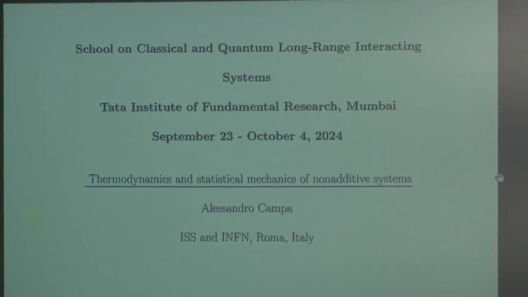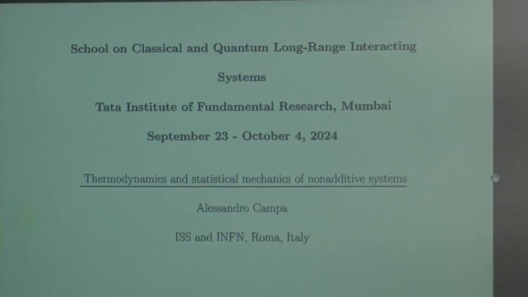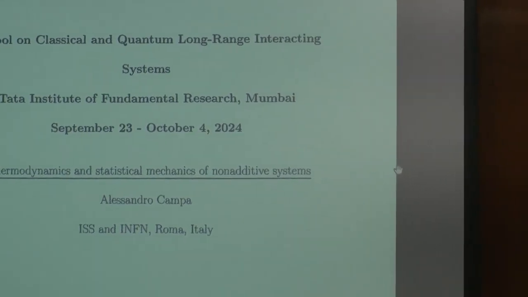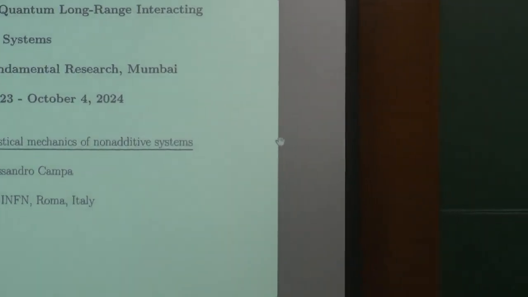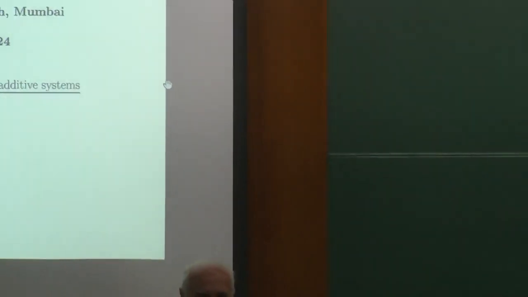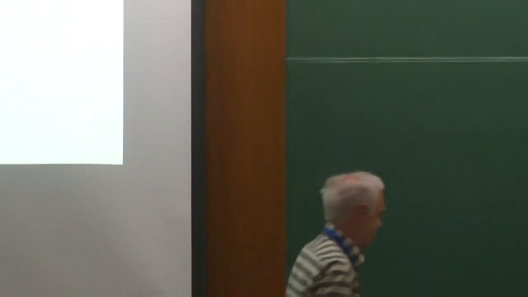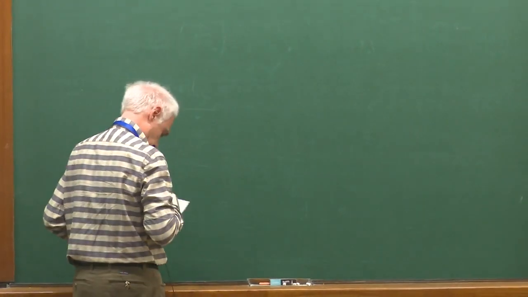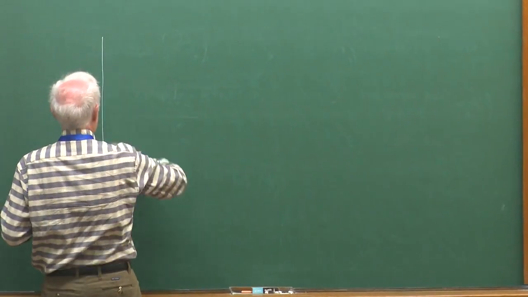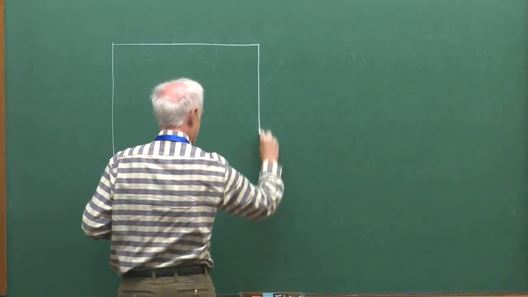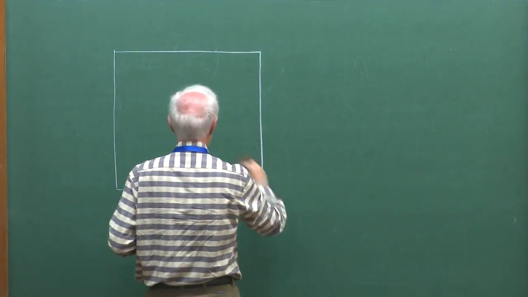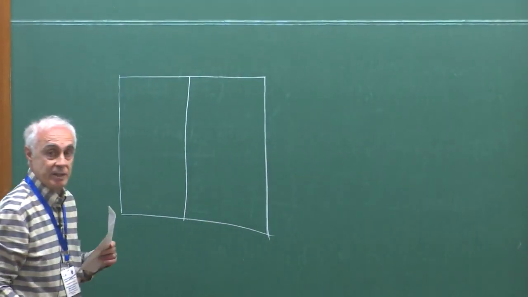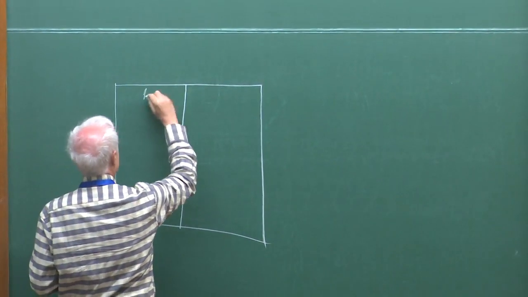So let me begin. What is additivity? It is very simple, and in this matter both physics and mathematics are quite simple. Let's say we have a macroscopic system, and let's imagine dividing it in two regions.